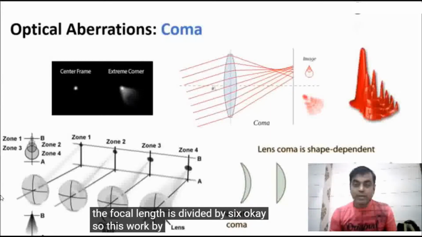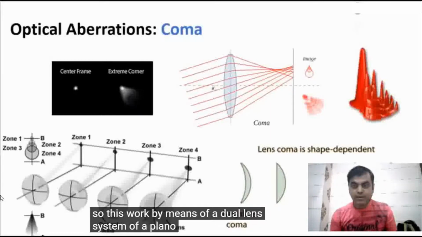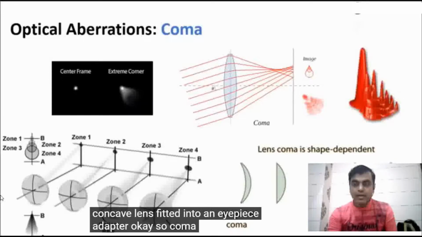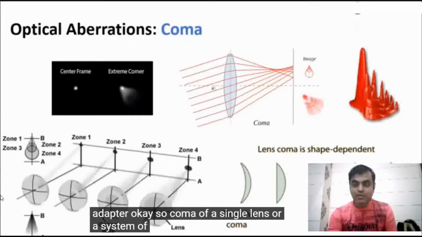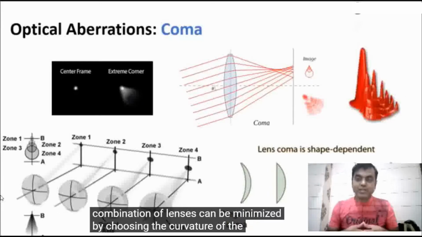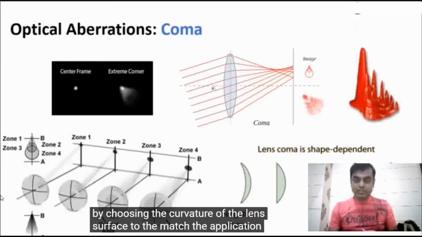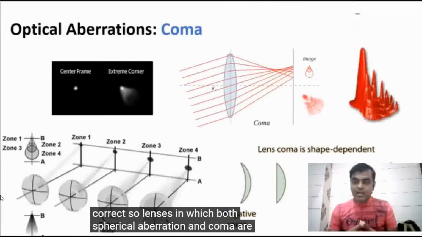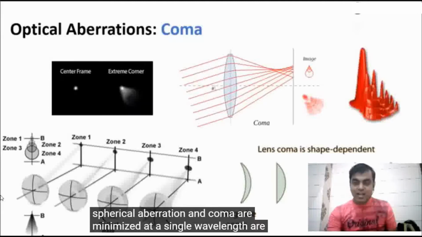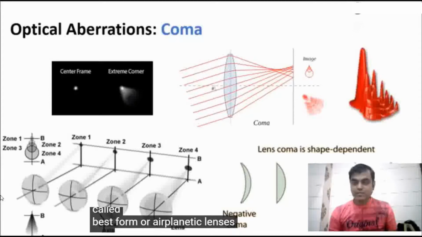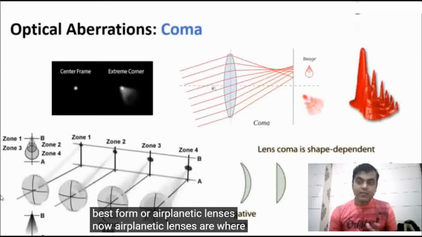This works by means of a dual lens system of a plano-convex and a plano-concave lens fitted into an eyepiece adapter. So coma of a single lens or a combination of lenses can be minimized by choosing the curvature of the lens surface to match the application. Correct? Lenses in which both spherical aberration and coma are minimized at a single wavelength are called best form or aplanatic lenses. Aplanatic lenses have both corrections.